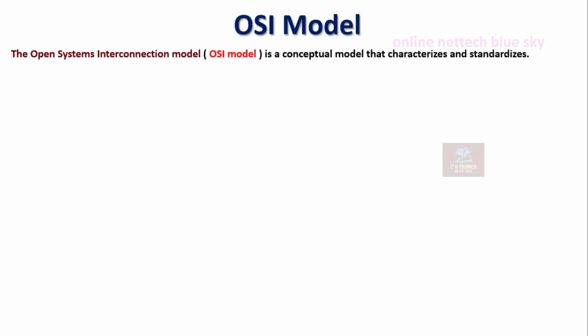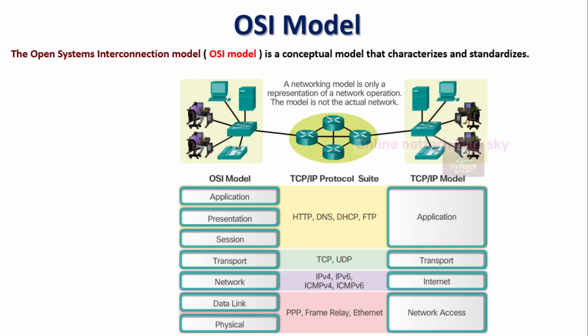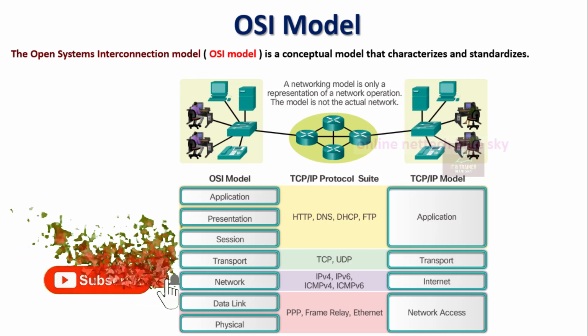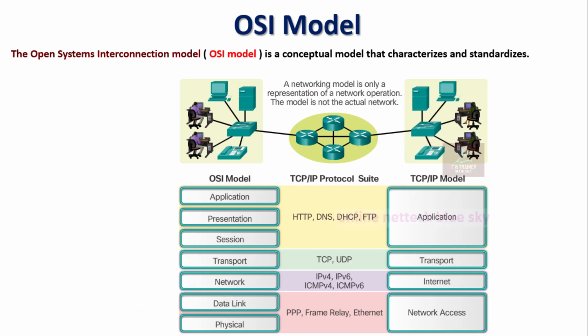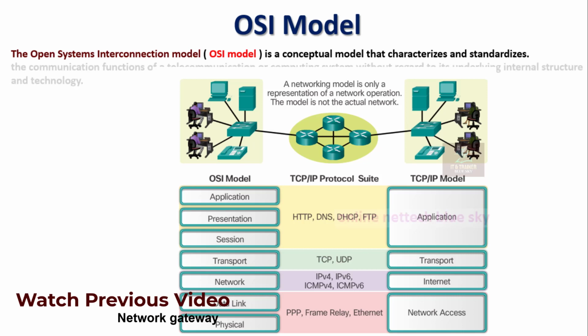The Open System Interconnection model is called the OSI model. It is a conceptual model for characteristics and standardization. The full name of OSI model is Open System Interconnection model, related to interconnection. So why was the OSI model, the OSI system, created, and why is it important?